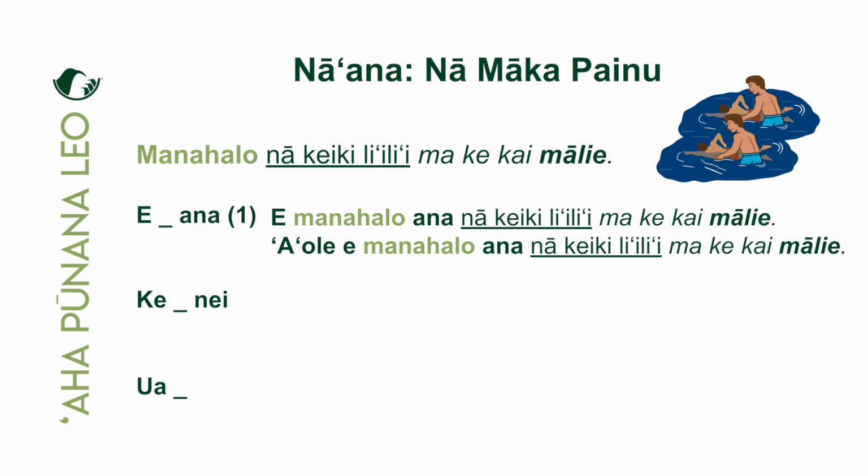All right, so when you wrap e ana around the verb manahalo, it means that it's going to happen. It hasn't happened yet. It's not happening right now. It will happen. E manahalo ana na keiki li'i li'i ma ke kai malie. They will swim with paddling motions in an effort to learn how to swim as they're still keiki li'i li'i, right? Where is it going to take place? Ma ke kai malie, maikai.